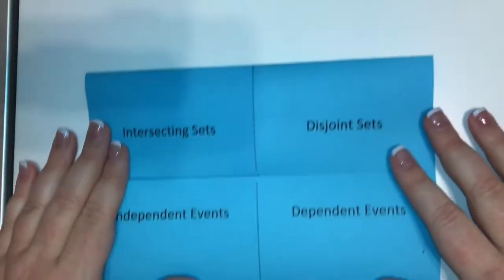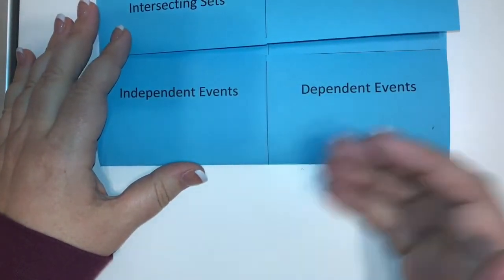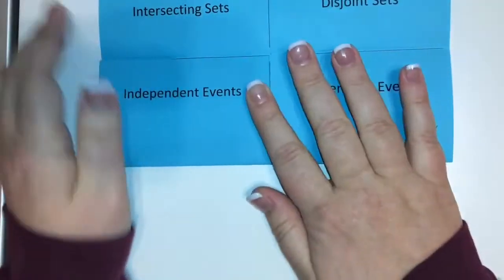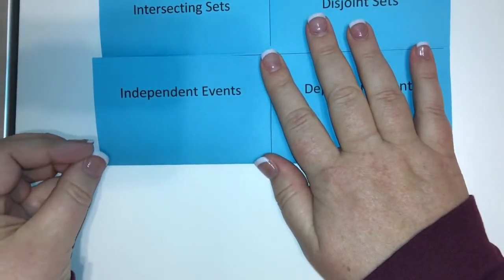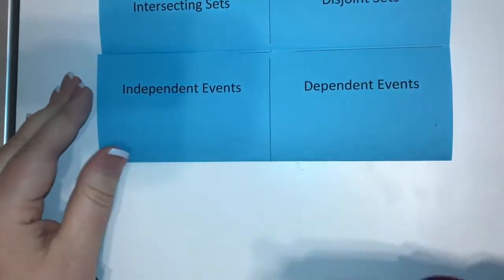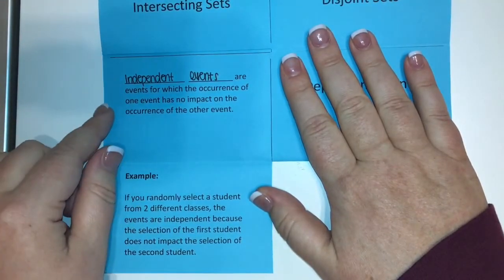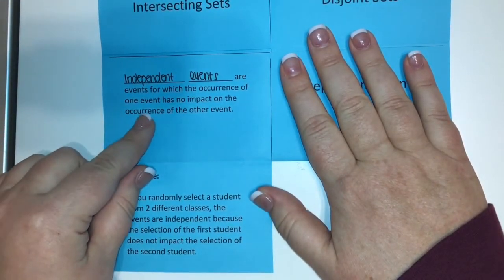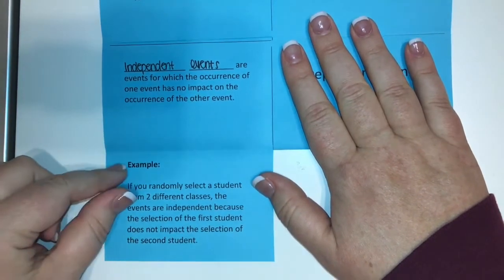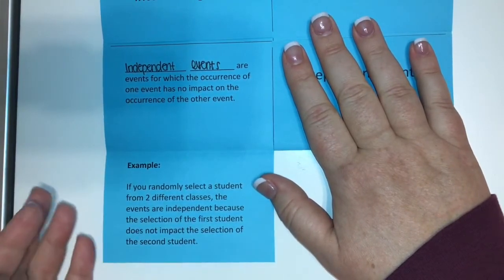And then we have independent and dependent events. And if you'll remember, we've had independent and dependent variables, and it's still kind of the same concept where independent means that nothing else can change it. Dependent means that something else happens to go along with it. So independent events are events for which the occurrence of one event has no impact on the occurrence of the other event. So in probability, that would be randomly selecting a student from two different classes.